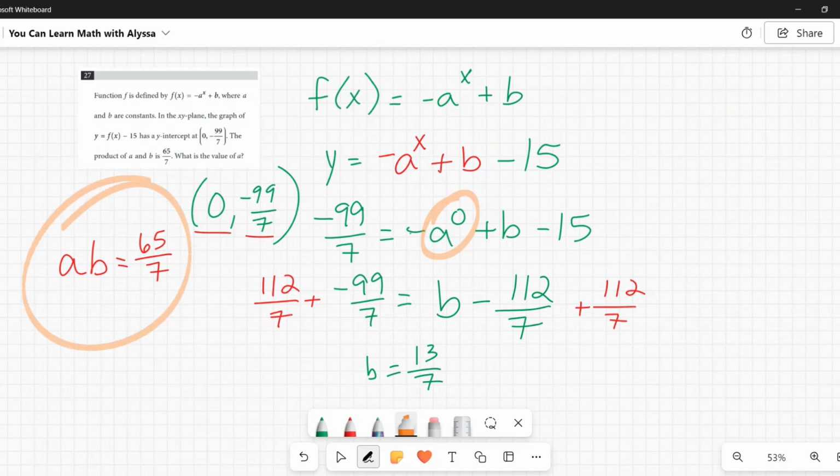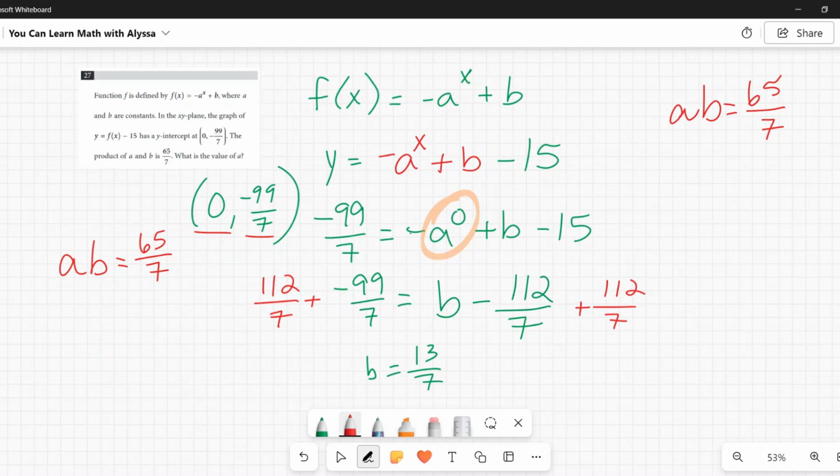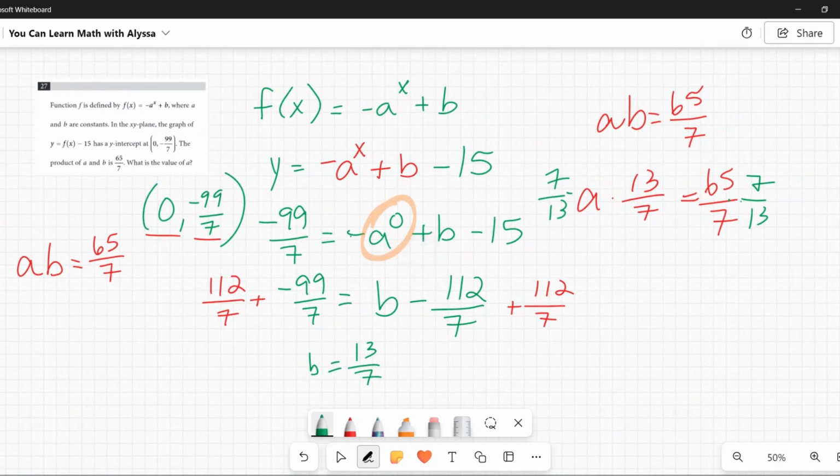And now this comes into play. A times b equals 65 sevenths. And I know now that b is 13 sevenths. And you can solve this in your calculator, or you can just do it manually here. To get rid of this 13 sevenths, I'm going to multiply by the reciprocal, and I do that on both sides. And I'm running out of room again. I always write too big. If you watch the channel, you know this about me. So let me write it a little more nicely.